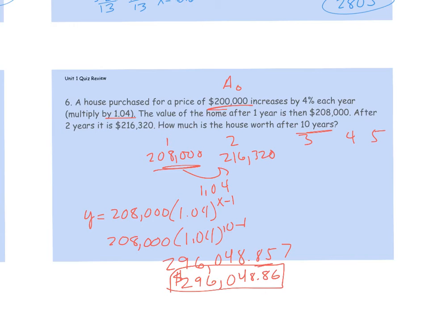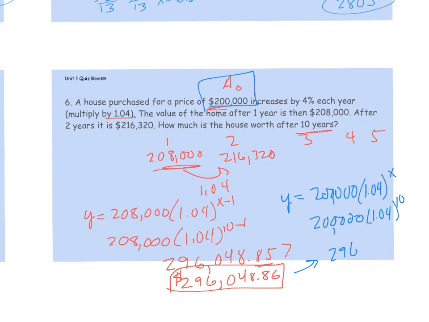Now, you could do it this way also, if you don't use the first term. If you use that initial term, you could just do y equals 200,000 times 1.04, our multiplier, to the x. So 200,000 times 1.04 to the 10th. And you're still going to get the same thing: $296,048.86. Okay?